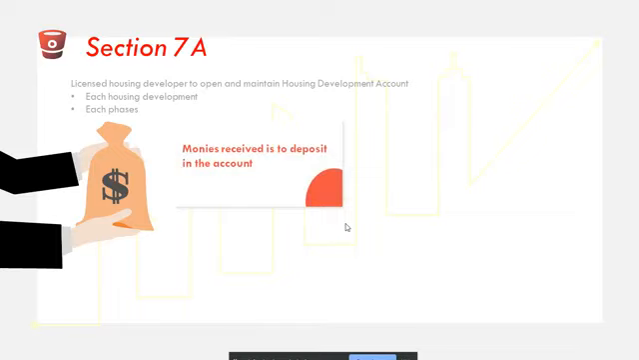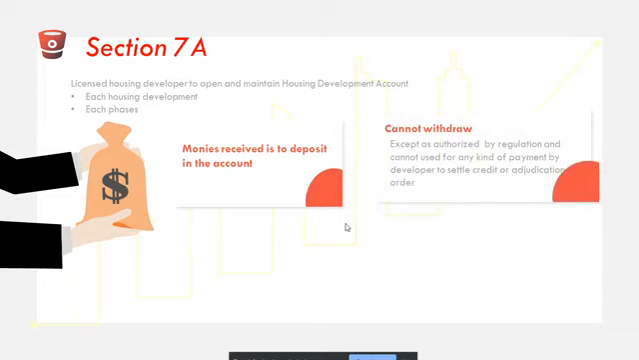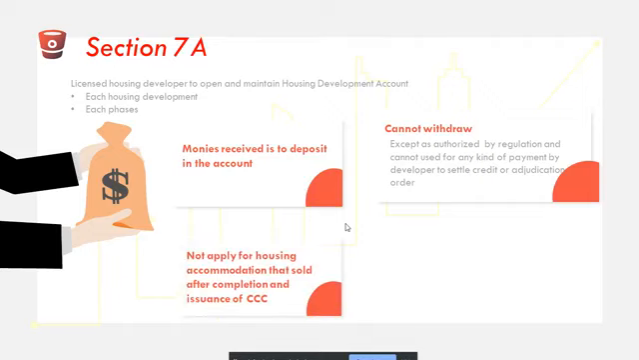Money received must be deposit to the account. The money cannot be withdraw lah, tak boleh dikeluarkan unless authorized by regulation. Dah dapat regulation kata boleh keluar dan sebagainya, barulah kita boleh keluar lah duit tu. Kalau tak boleh keluar langsung. Duit masuk dan tak boleh dikeluarkan.